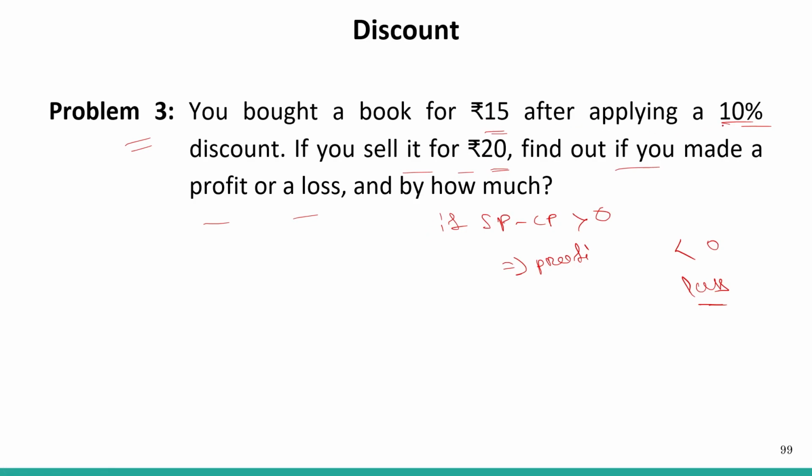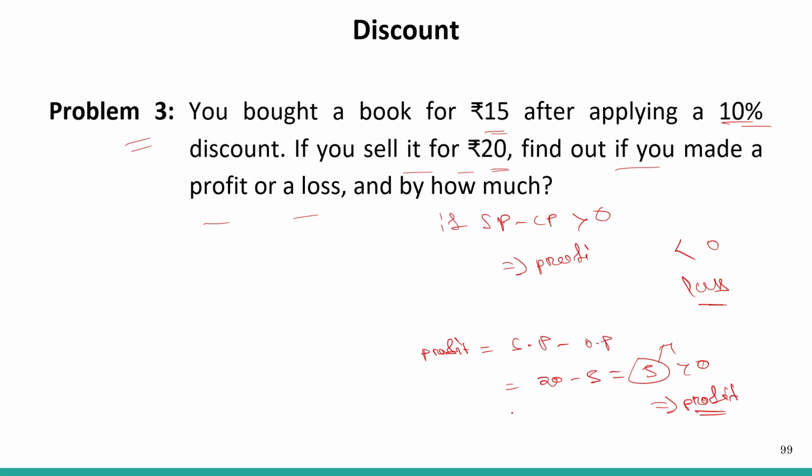So after applying a 10% discount, since I got it for 15, what is the difference? I sold it for 20, so profit is equal to selling price minus original price, that is 15, at which I have bought. So it is 20 minus 15 is equal to 5. Since this is greater than 0, this implies that I made a profit.